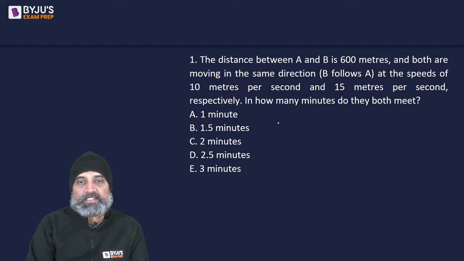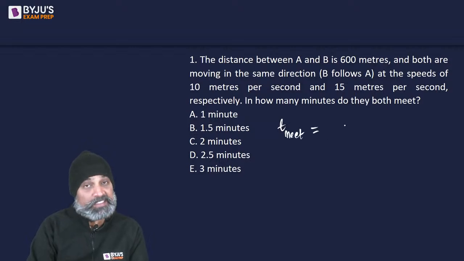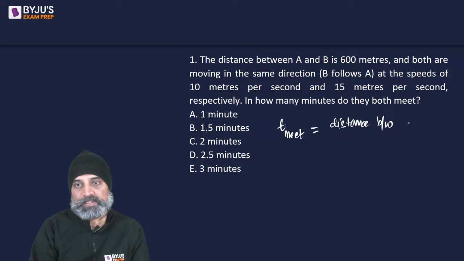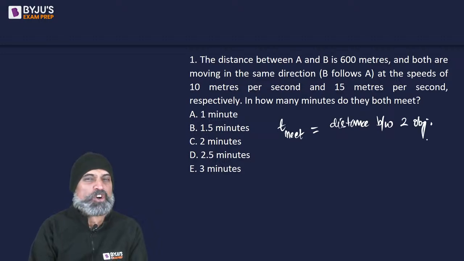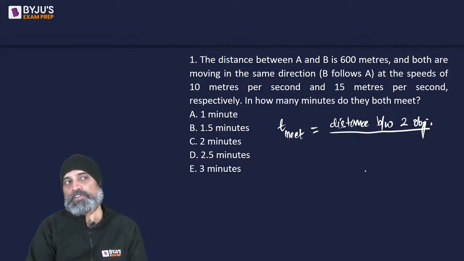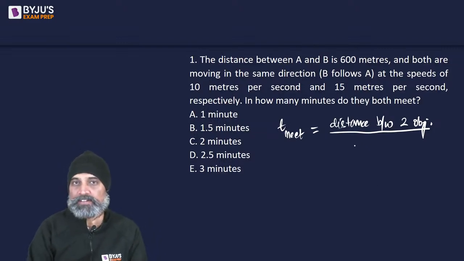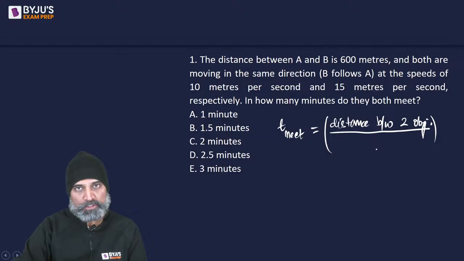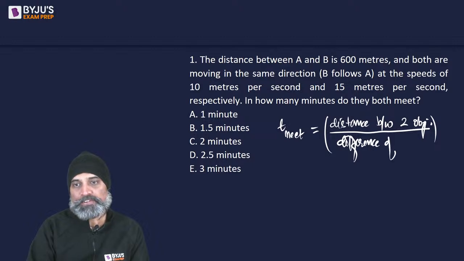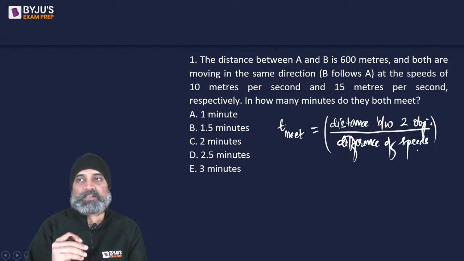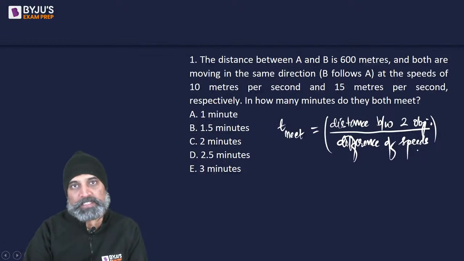So there is a formula that will help you find out in how much time two people meet. Time taken for them to meet is given as the distance between the two people, let's call them objects, divided by, if they are moving in the opposite direction, the sum of the speeds. And if the objects are moving in the same direction, we need the difference of speeds, which is the larger number minus the smaller number.